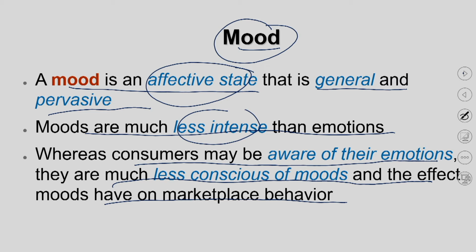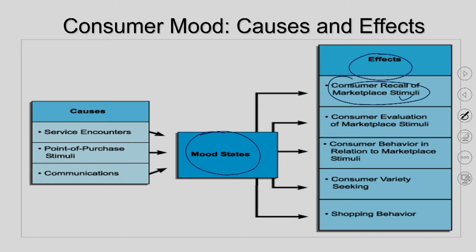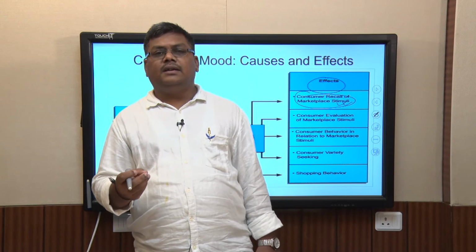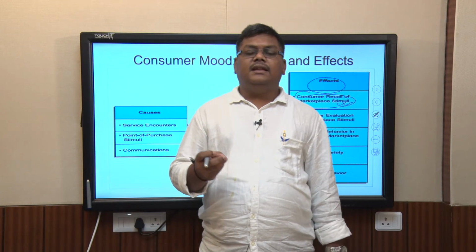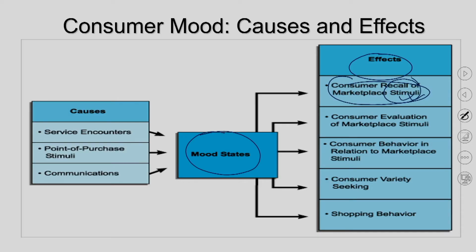So, let us look at what role mood plays in the marketplace. Different mood states have different kinds of effects. First, consumer recall of marketing stimuli. A positive mood, when set in, helps people to elaborate upon the marketing information and encode marketing stimuli better into memory, and this same positive mood helps them in recalling a particular stimulus seen in the market.